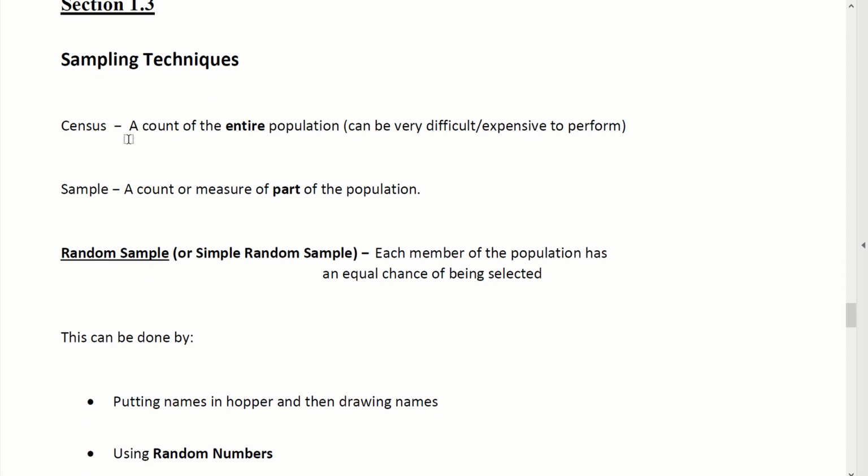A census is a count of the entire population. So when you're actually able to go out and get information from the entire population, that's when we have conducted a census. Generally speaking, censuses tend to be very difficult and expensive to perform, and samples oftentimes are just as reliable and are much more efficient and time-saving. A sample is simply a count or a measure of a part or subset of the population.